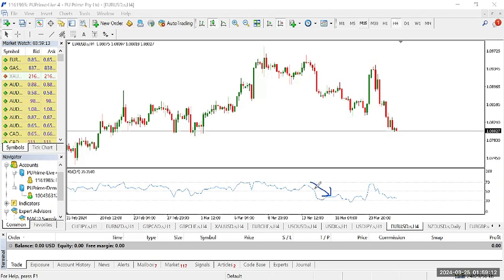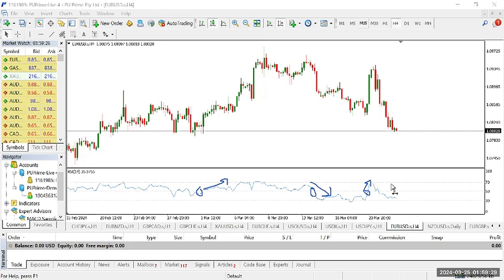Like in this scenario, when the RSI crosses from above 50 to below 50, it's a sell. Right here, from below 50 to above 50, it's a buy. Again, from below 50 to above 50, it's a buy. Now let's look at another scenario from above 50.